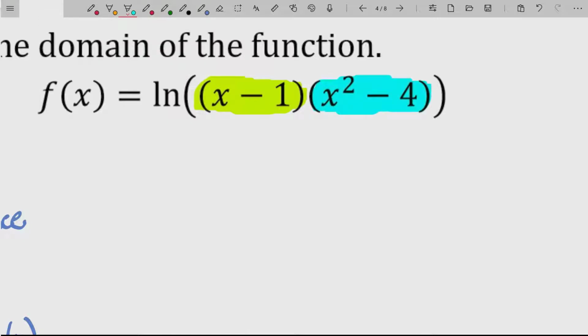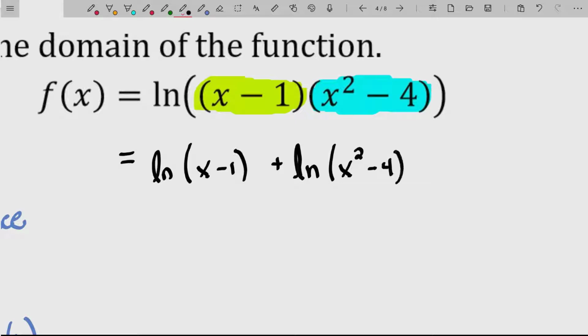All right. So using the property of logarithms, I know this can be written as the natural log of the first picture plus the natural log of the second picture. Now, I have to be honest with you, this is not completely done because we know from our algebra prereq that x squared minus 4 is factorable.